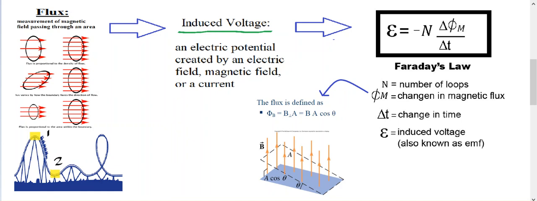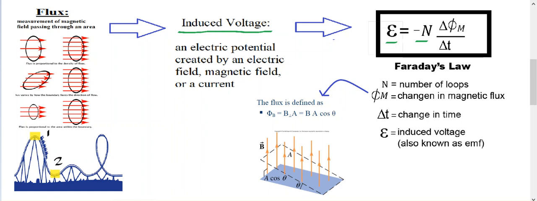So Faraday, a famous scientist, came up with this law. It says that the induced voltage, which is this E symbol we see here, is equal to the number of loops in your coil, we'll get to that, multiplied by the change in your magnetic flux over the change in time.